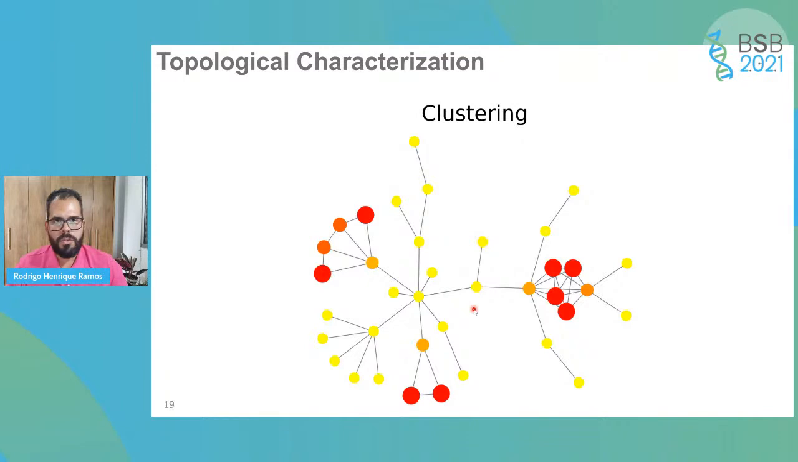Another centrality we use in this work is the clustering centrality that measures how the neighbors of a node are interconnected. The node that has 8 neighbors has 0 clustering in this case because none of its neighbors are interconnected. This node also has 8 neighbors, but some of its neighbors are interconnected, but not all, so the clustering is between 0 and 1.